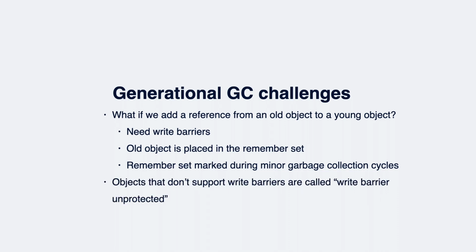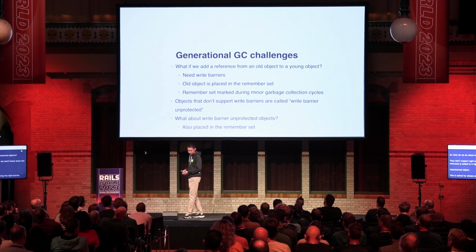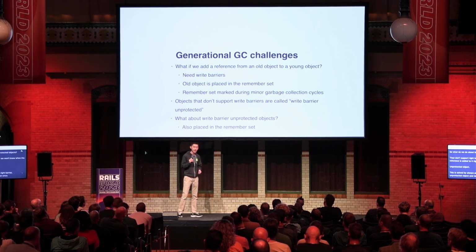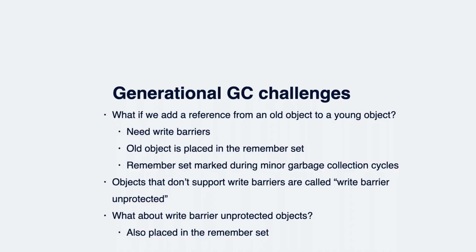However, write barriers are not required, and there are some types in Ruby and some native extensions that do not support write barriers. Types that support write barriers are called write barrier protected, and the types that don't support write barriers are called write barrier unprotected. So what do we do about write barrier unprotected objects? They don't support write barriers, so we won't know when a reference is added to a write barrier unprotected object. This is solved by always placing the write barrier unprotected object in the remember set. Since objects in the remember set are marked in every minor garbage collection cycle, we lose the benefits of the generational garbage collector for write barrier unprotected objects.